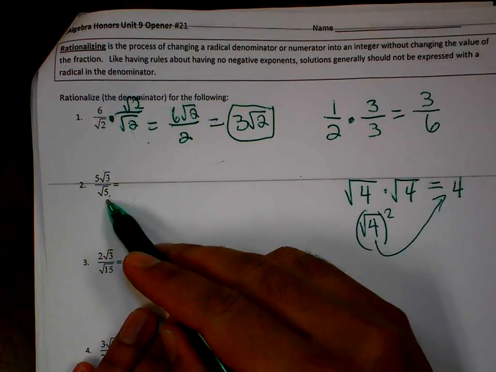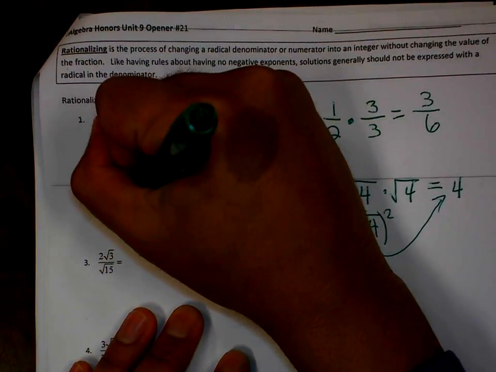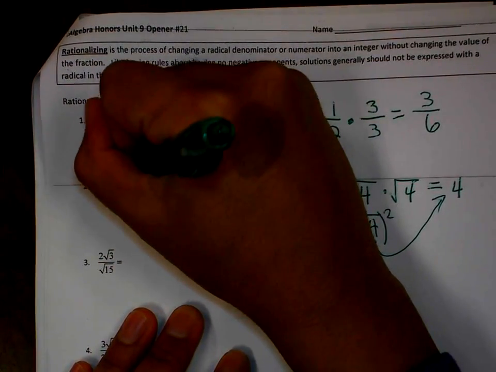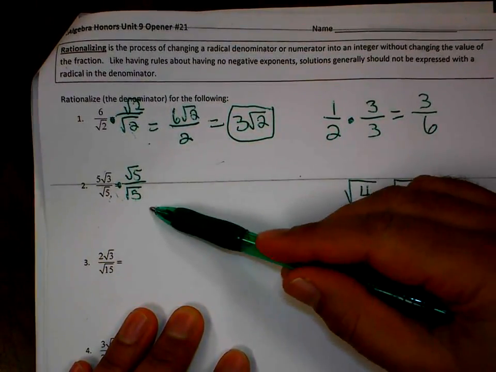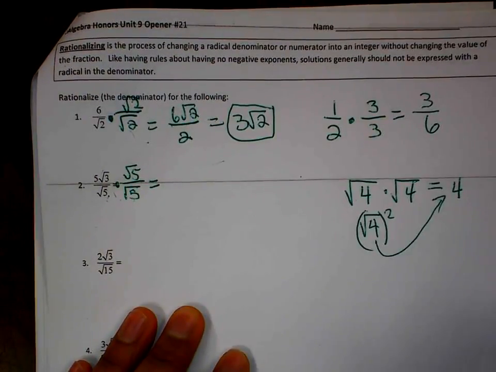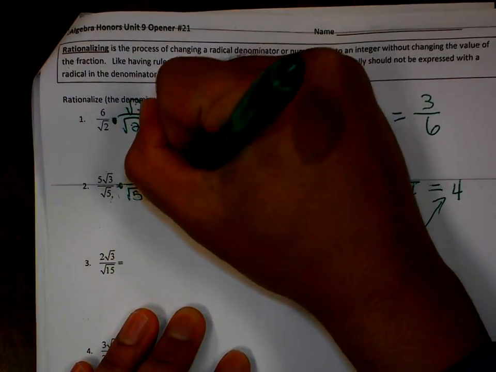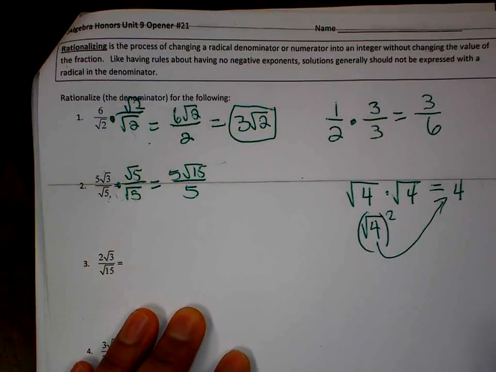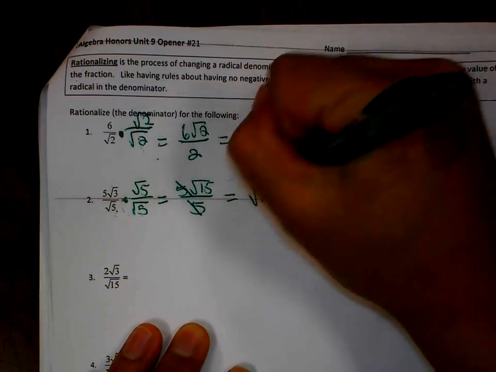Looking at the next one, I look at the denominator. I have square root of 5. So square root of 5, multiply top and bottom by square root of 5. Again, when I multiply by a fraction of the same number over itself, it's just multiplying by 1. I'm not changing the value. So this becomes 5 square root of 15 over 5, which the 5's divide out, and I just end up with square root of 15.